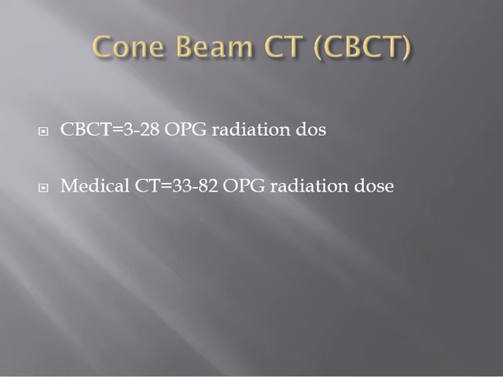CBCT is used to assess the precise relationship between the impacted tooth and the adjacent structure. Also used for the evaluation of bone density. CBCT has advantage over conventional CT by giving three-dimensional image and exposing the tissue to relatively small doses of radiation. CBCT: 3 to 28 microsievert radiation dose. Medical CT: 33 to 82 microsievert radiation dose.